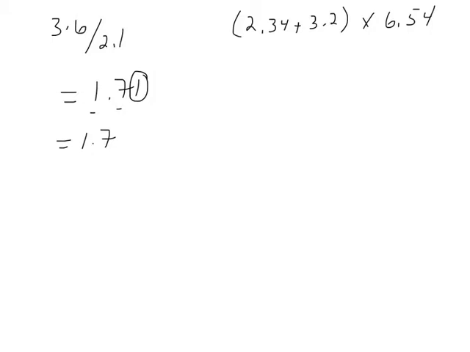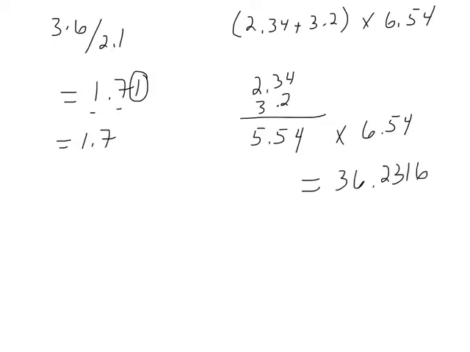Now in the second problem, 2.34 plus 3.2 times 6.54. It's not as easy as going, oh, it's this. What we need to do is take a look at each portion of the order of operations. So remember, please excuse my dear Aunt Sally. The first thing we're going to do is what's in parentheses. So we're going to take the 2.34 plus 3.2, and that gives us 5.54. Now we're going to take that number and multiply by the 6.54. And when I do that, what do I get? I get 36.2316.